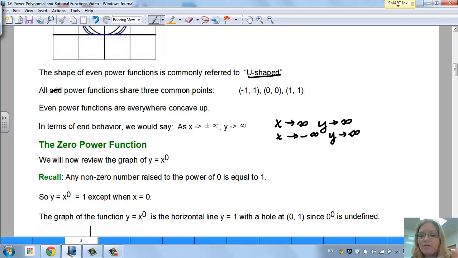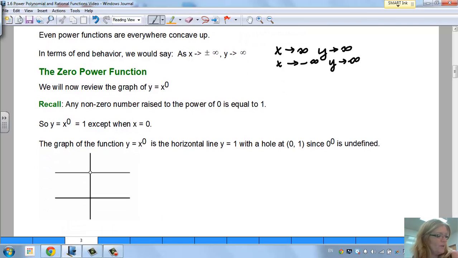The zero power function is a special case. If it's x to the 0, recall that any non-zero number raised to the power of 0 is equal to 1. So you can say y equals x to the 0 equals 1, except for x equal to 0. So there's really a hole in our graph right here. This is really the graph y equals 1.